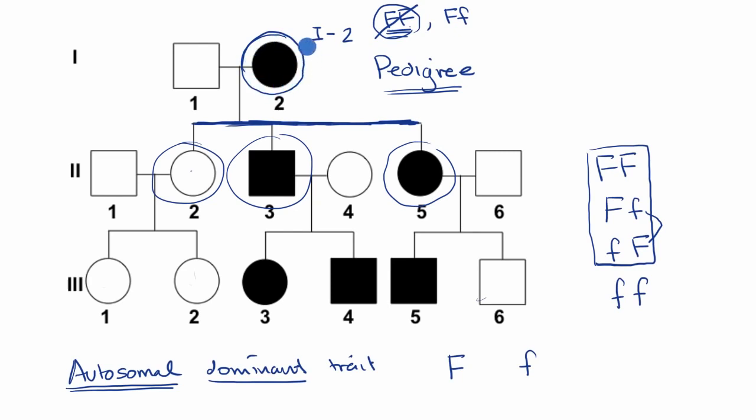So this individual right over here must be heterozygous for freckles. So they must be capital F, lowercase f. And what do we know about this individual right over here, the person that she coupled up with? Well, they don't exhibit the phenotype for freckles. So they must be lowercase f, lowercase f. And then from that, you might be able to intuit a lot more. And we'll do that in future worked examples.